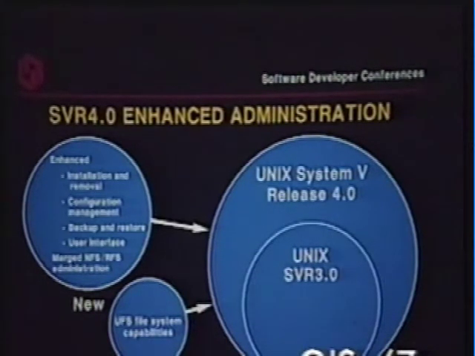We've also introduced enhancements to system administration in Release 4.0. These are enhancements to support easier software installation and removal, simplified and enhanced configuration management for add-on software packages, improvements to backup and restore, and improvements to the user interface for system administration, as well as merged administrative capabilities for the Network File System and remote file sharing, and also capabilities to support the so-called UFS, the Berkeley file system, as the UNIX file system in Release 4.0.